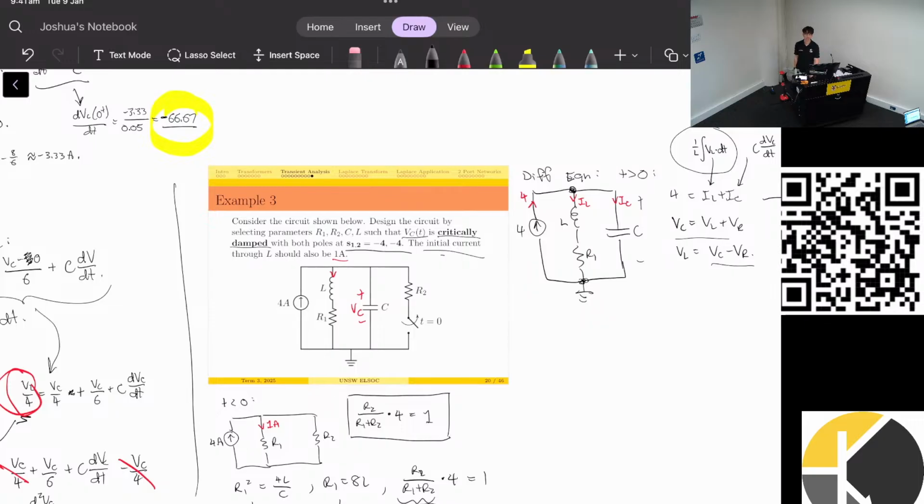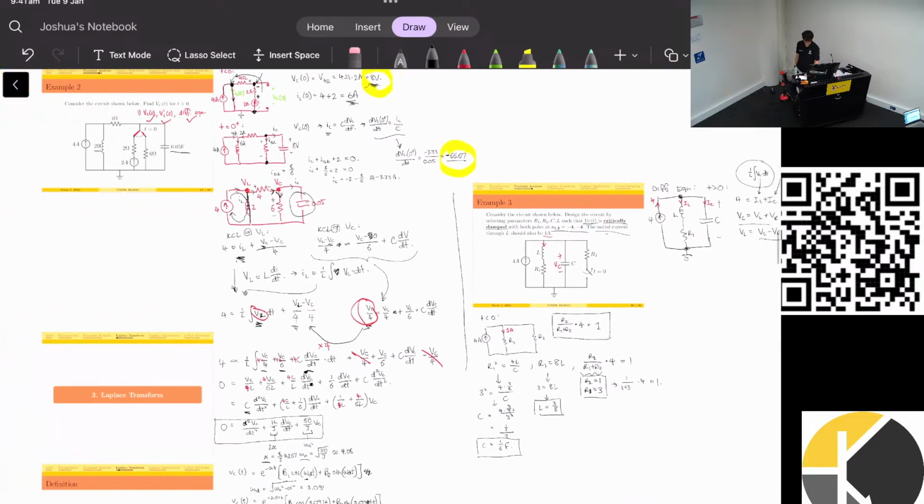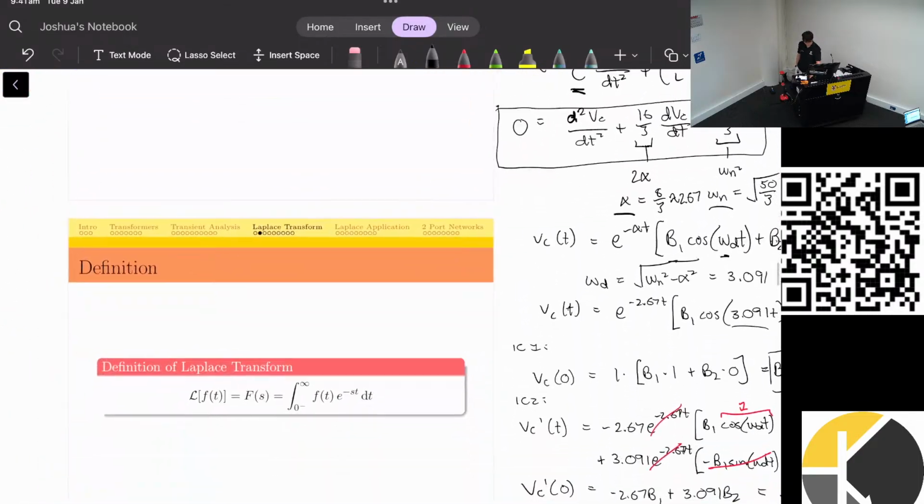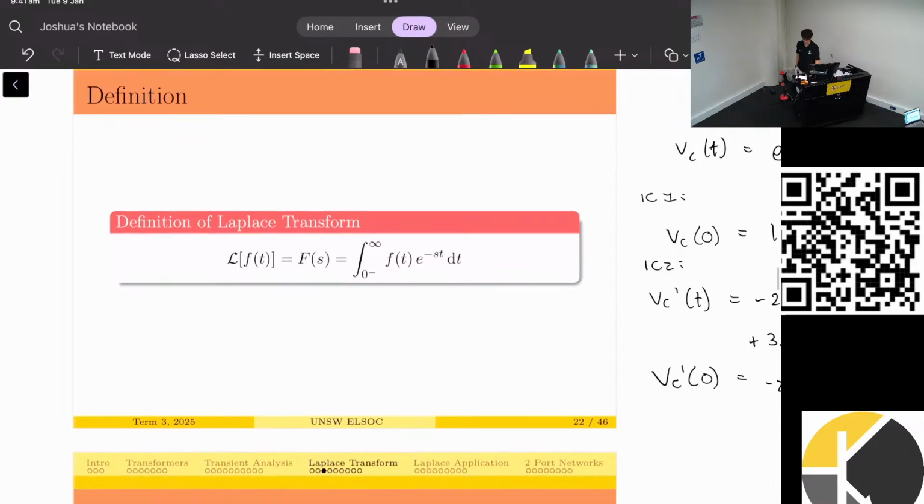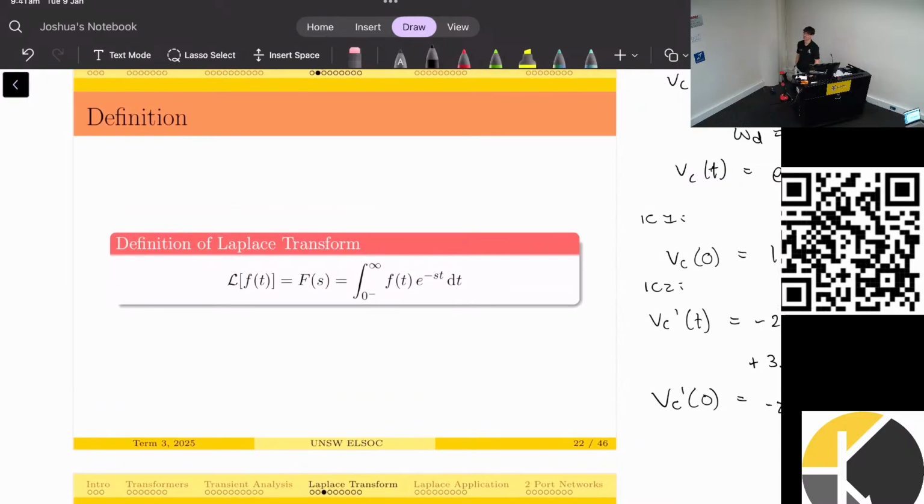Any questions about this topic at all? All good? Great. Alright, let's move on to Laplace. So the definition of Laplace is given by this. It should look quite familiar to what you did with Fourier transform. In a hand-wavy sense, the Laplace transform is just a generalization of the Fourier transform.